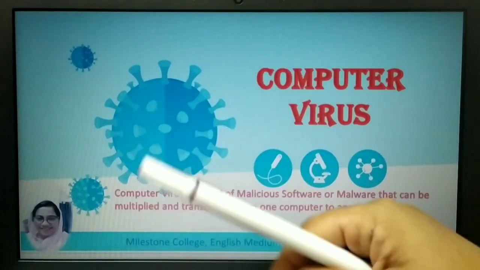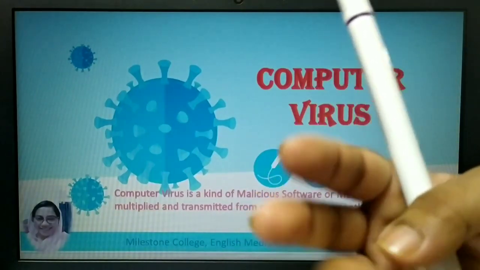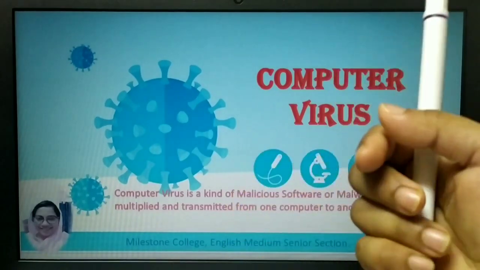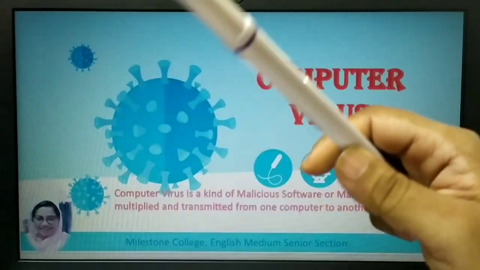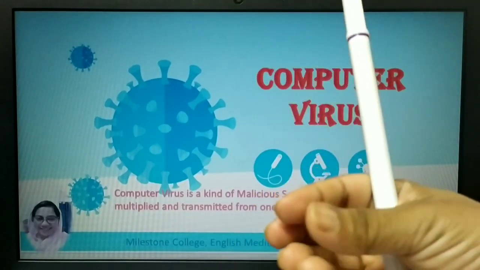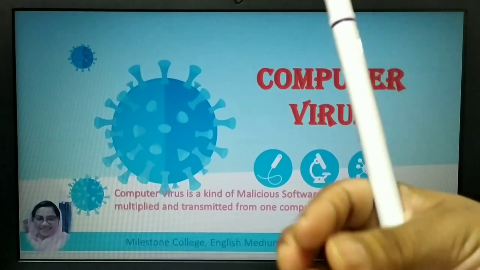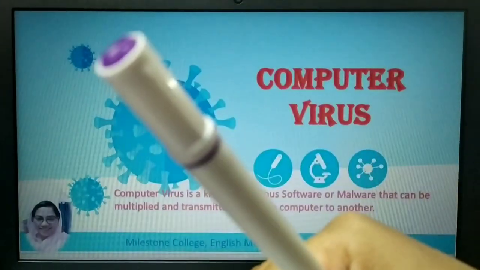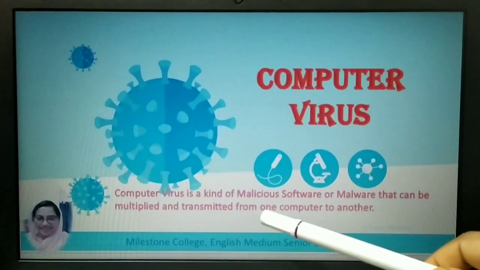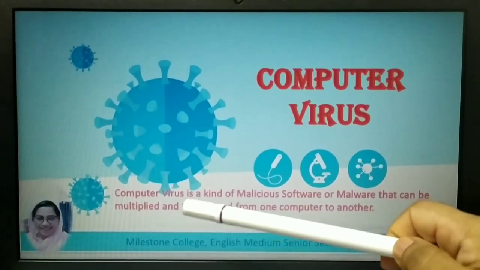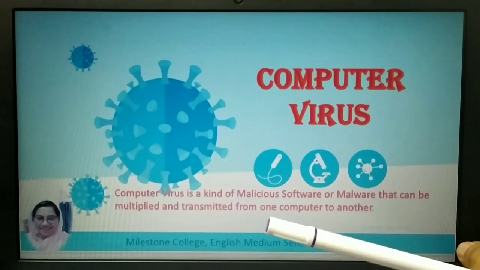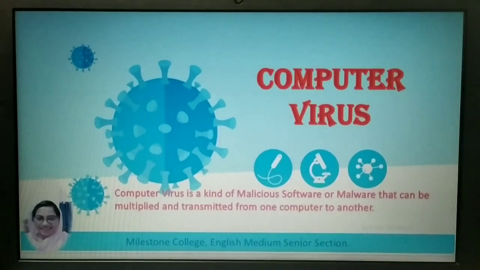That means when you are sharing any data by any device, like pen drive, CD, DVD, or hard disk drive, by these devices it can transmit from one computer to another computer. Okay, so what is computer virus? Computer virus is a kind of malicious software which can be multiplied and transmitted from one computer to another.